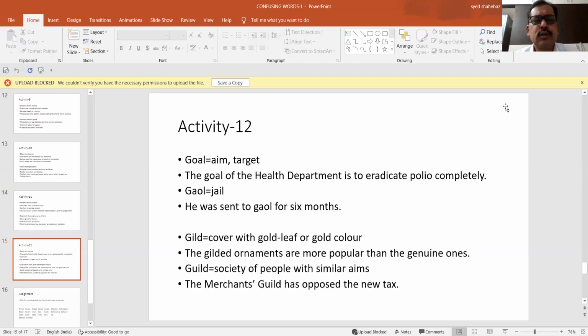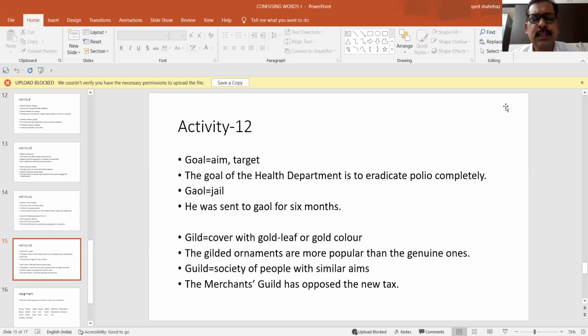Next, activity 12, goal. Goal means aim, target, aim or target. The goal of the health department is to eradicate polio completely. The target, the aim is to eradicate here in this example. So goal means aim or target. The goal of the health department is to eradicate polio completely. That is the goal.